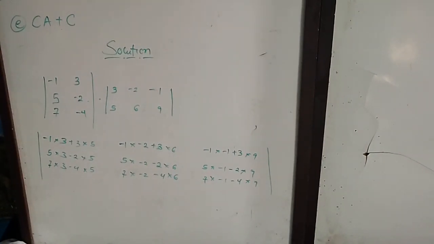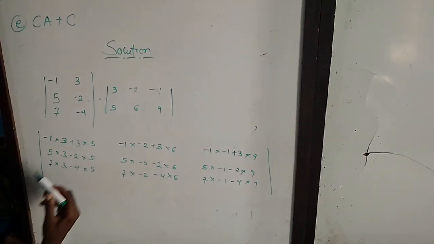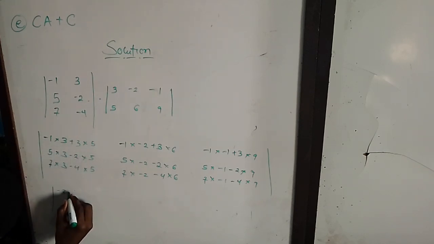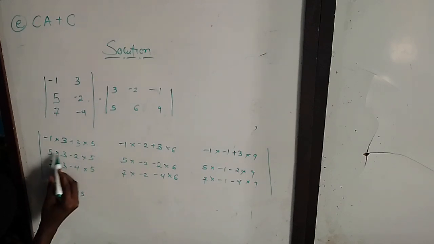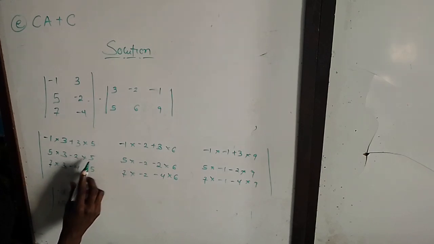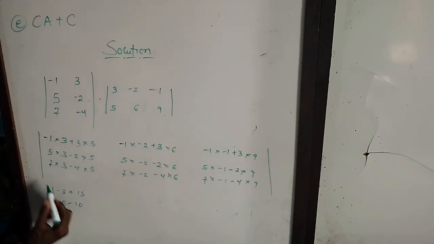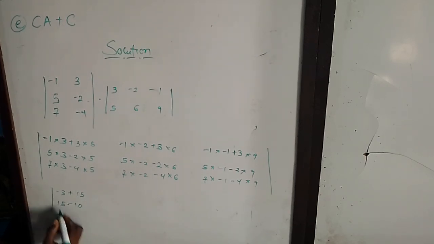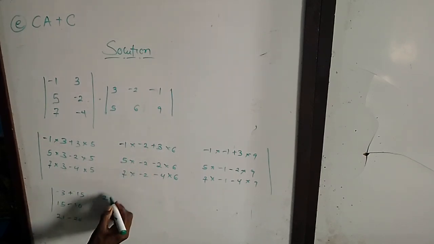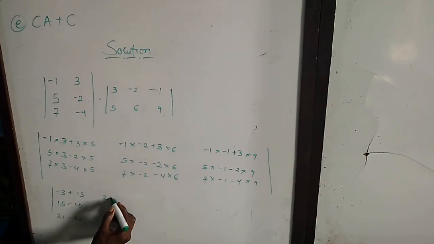We are going to have minus 3. Minus 1 times minus 3 will give us minus 3. 3 times 5 will give us plus 15. Minus 2 times 5 will give us minus 10. 7 times 3 will give us 21. Minus 4 times 3 will give us minus 12. Minus times this will give us minus 2. This times this will give us plus 18.